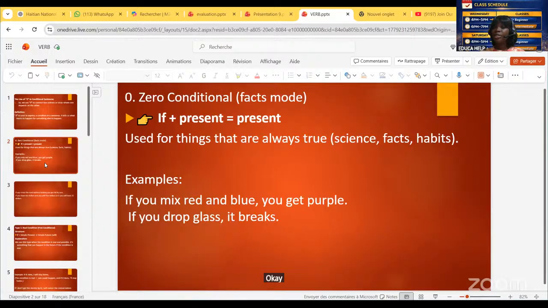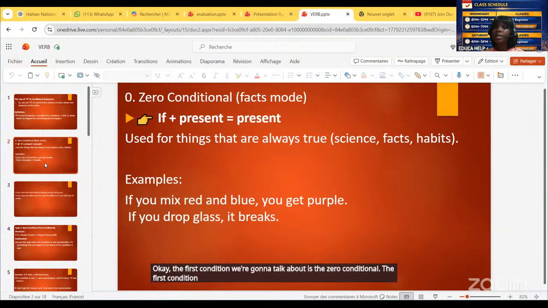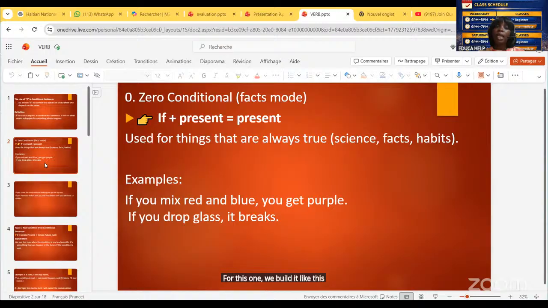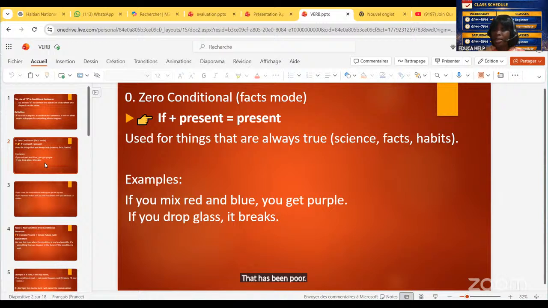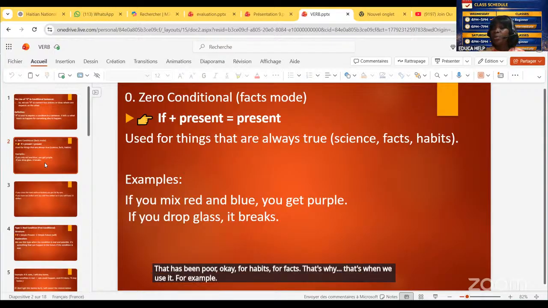The first conditional we're going to talk about is the zero conditional. For this one, we build it like this: if plus present, equals present. What do we use this one for? We use it for things that are always true, for science, for hypotheses that have been proven, for habits, for facts. For example, if you mix red and blue, you get purple.